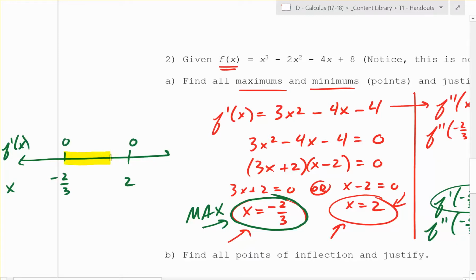So we need to know is it positive or negative there? Is the derivative positive or negative there? And is the derivative positive or negative here? And what about right here? So you could do it this way. It takes a little bit more time and sometimes it's useful to do it this way.